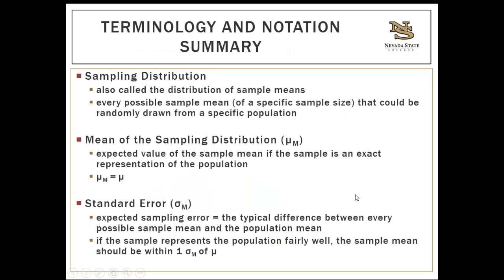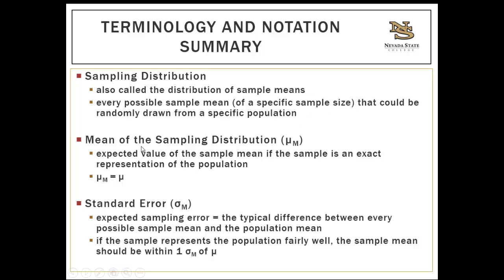So here's just a summary of the terminology and the notation that I covered before. So we're now working with the sampling distribution. This is also called the distribution of sample means because that's what's in the distribution, right? All the possible sample means of a specific sample size that could be randomly drawn from a specific population. And it's important to mention that specific sample size because remember, the standard error depends on the sample size. And when we did that demonstration of the distribution of sample means, you can see that sample size is pretty darn important. So it is the specific sample size.